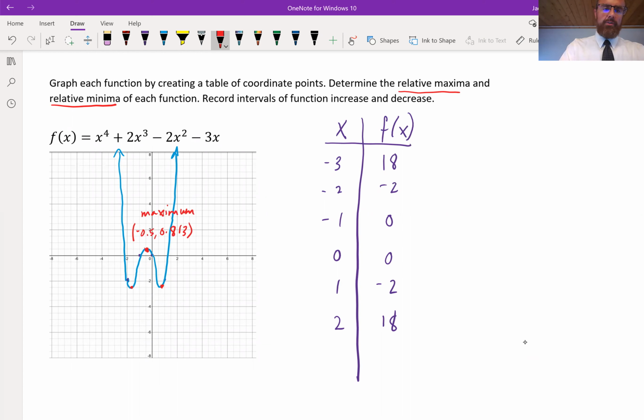And again, we would say it's relative because there's all kinds of other points on the left and on the right that are taller or higher than that, what we're calling a maximum. But it is the top of a hill. So we call it the relative maximum.